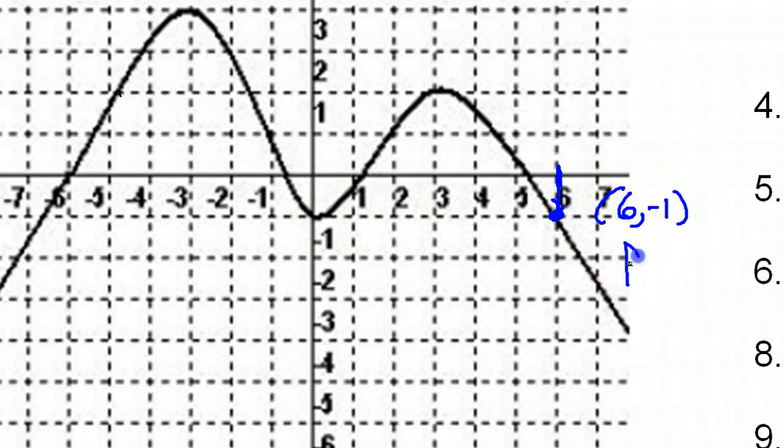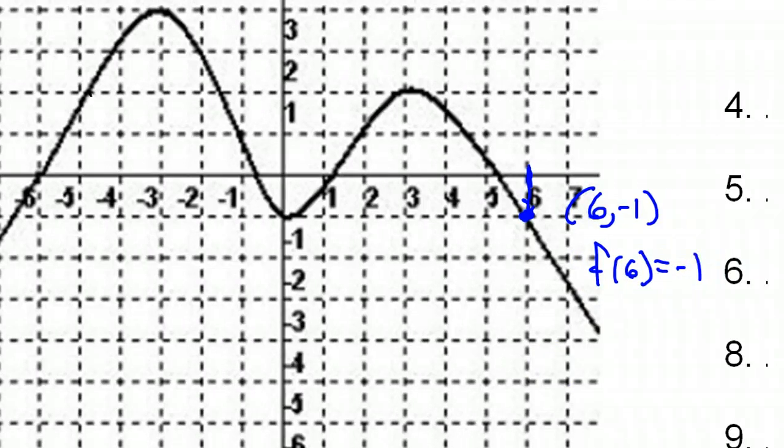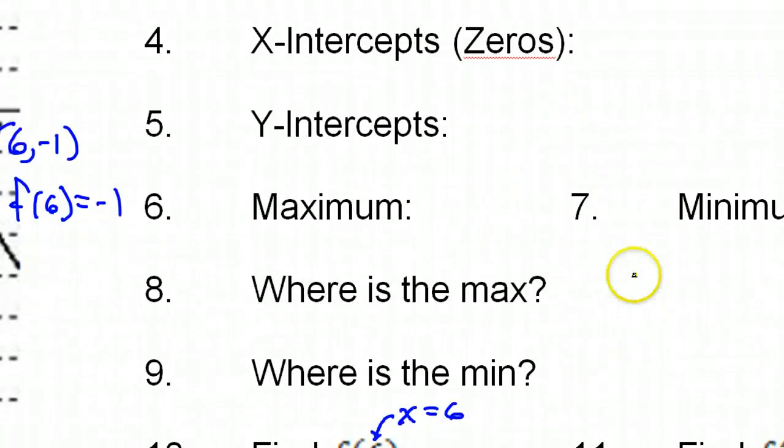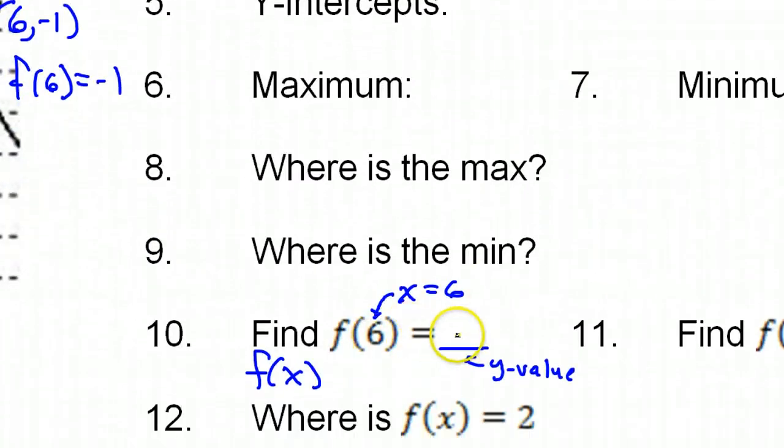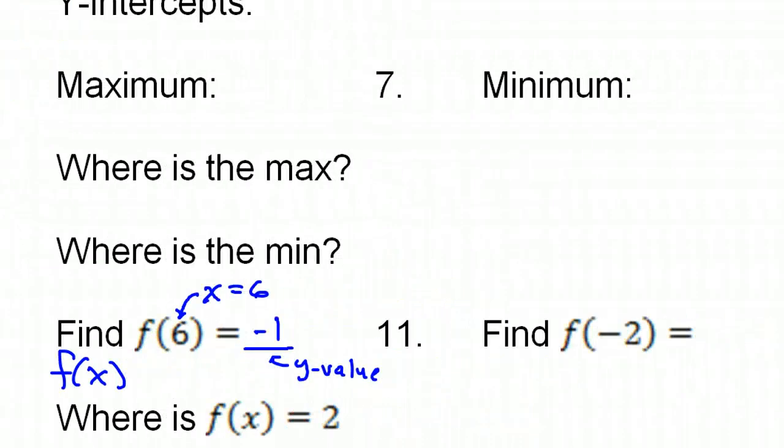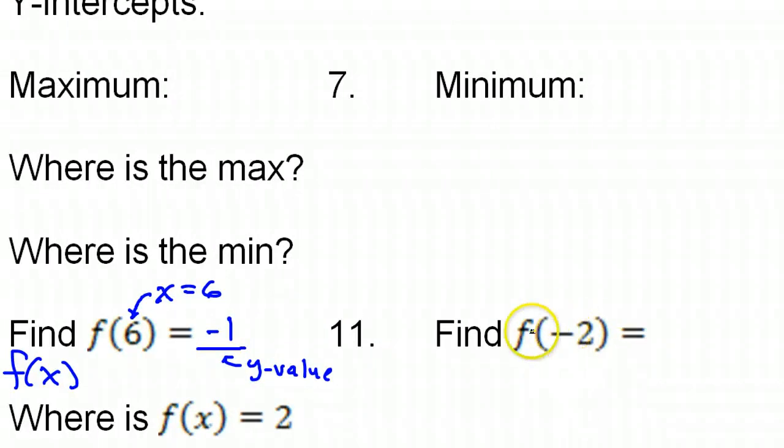That means f at 6 is -1. So at an x value of 6, the y value was -1. Let's do the same thing again for number 11. Try to do it yourself real quick. Pause the video for a second and see if you can do it.